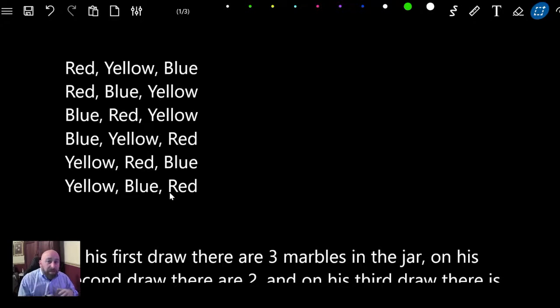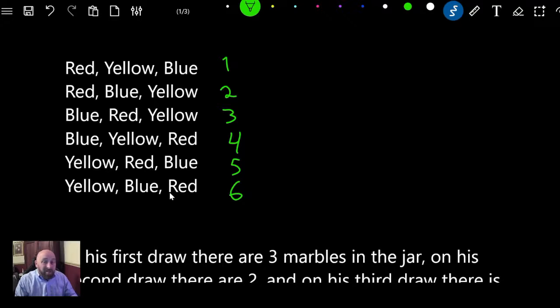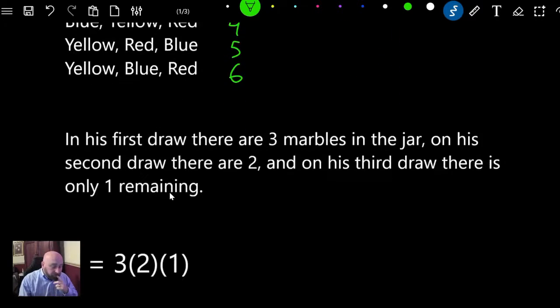So in this case, we would have a red, yellow, blue. That would be 1. A red, blue, yellow. That would be 2. A blue, red, yellow. A blue, yellow, red. And a yellow, red, blue. And then a yellow, blue, red. So this would be 1 way that we could pull it out. This would be 2 different ways. This would be 3, 4, 5, 6 different ways that we could pull out a different order of marbles. So there would be 6 permutations on this one, 6 different orders that I could pull out a marble.